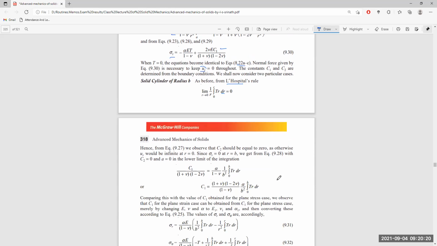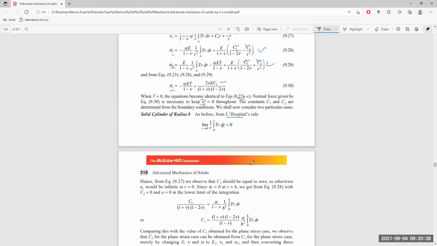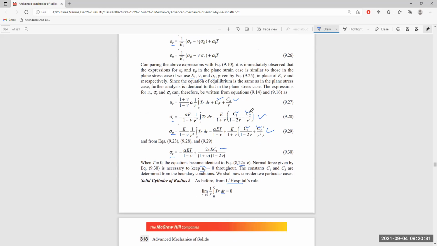Hence, C2 here should be equal to 0. Otherwise, u_r would be infinite at r equal to 0. In this particular equation, if C2 is not 0 and has some value, then when r is equal to 0, this portion will become equal to infinity itself, which is not possible. A deflection which is infinite in value cannot exist. So we have to say C2 is equal to 0 here, and we are left with finding out the value of C1.